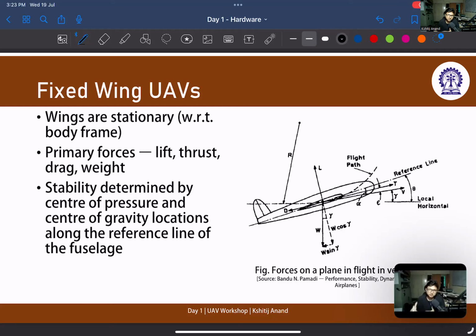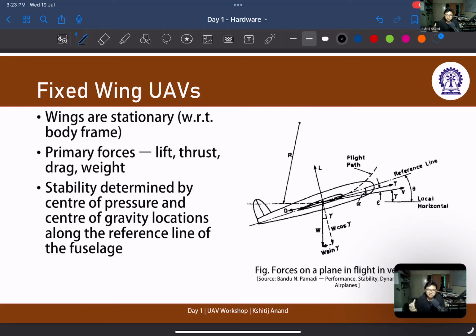What are the four primary forces that a fixed wing UAV, or any UAV, experiences? They are lift, thrust, drag, and weight. If you look at this diagram, we are considering that an aircraft is simply taking a turn, not moving sideways, simply taking a turn in the vertical plane. So what are the forces acting on it? There is going to be lift, drag, its own weight, and thrust.